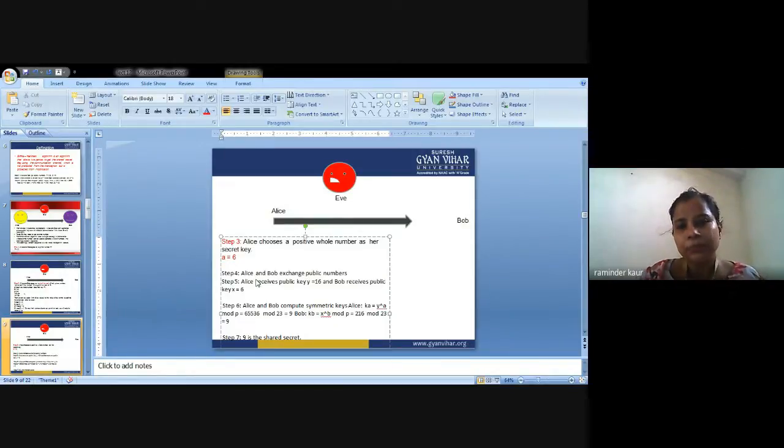And similarly, B will be written in subscript. Bob's Kb is equal to X raised to power B into modulus of P, which is equal to 216 into modulus of 23, which is equal to 9. So what will be the result? 9 is the shared secret key, as we can know in the sixth step, that 9 is the shared secret key. So in this way, we are supposed to proceed with the algorithm of the Diffie-Hellman key exchange.